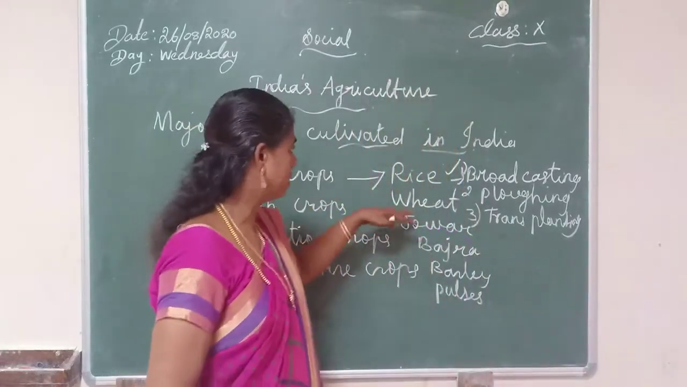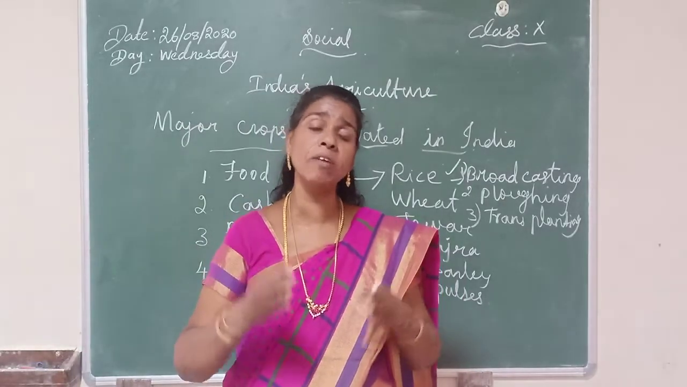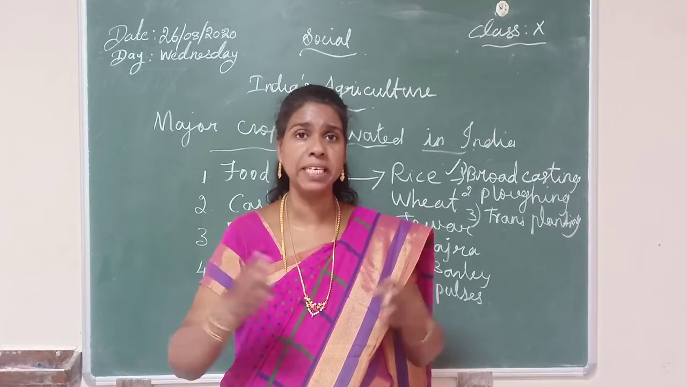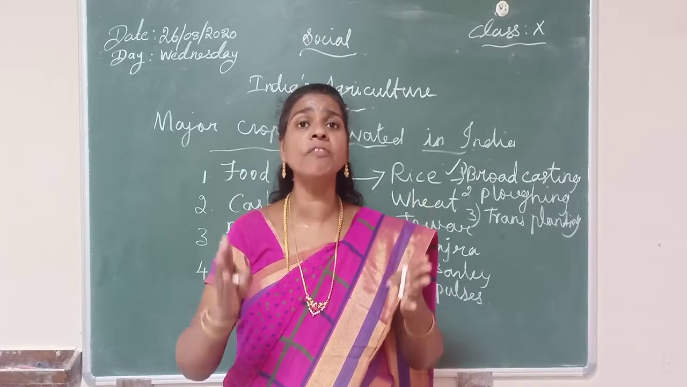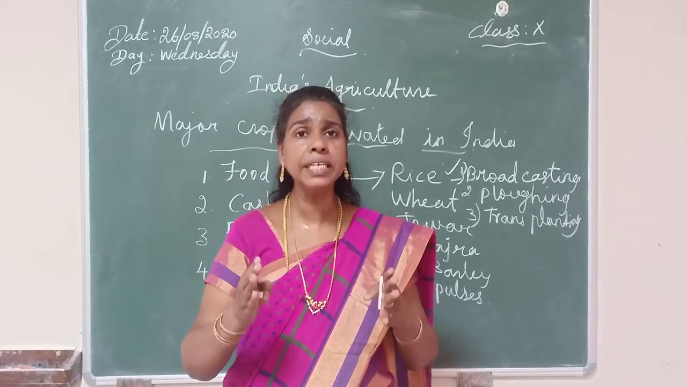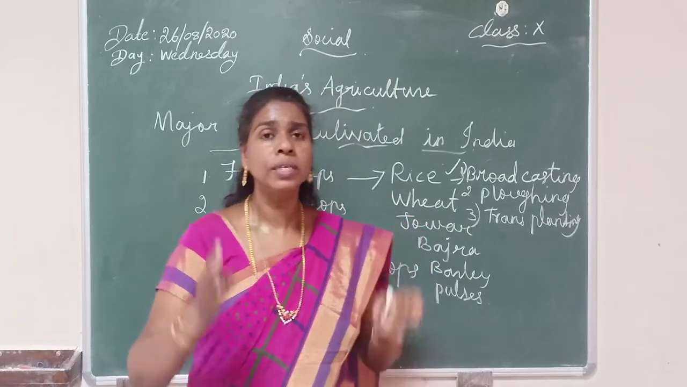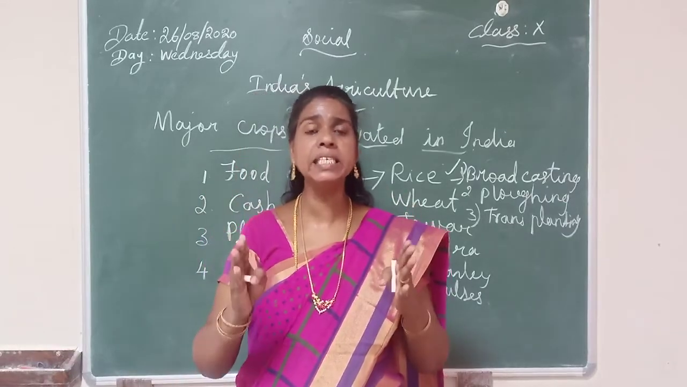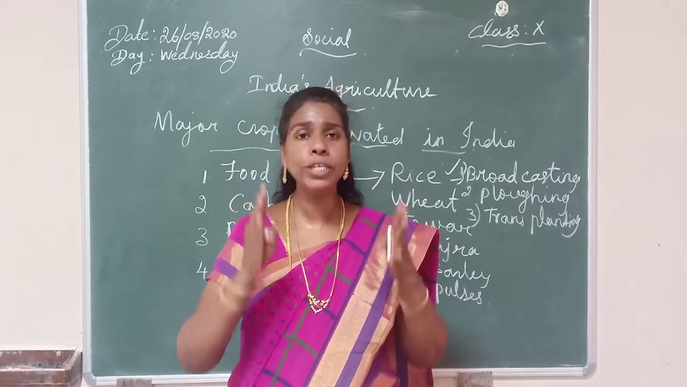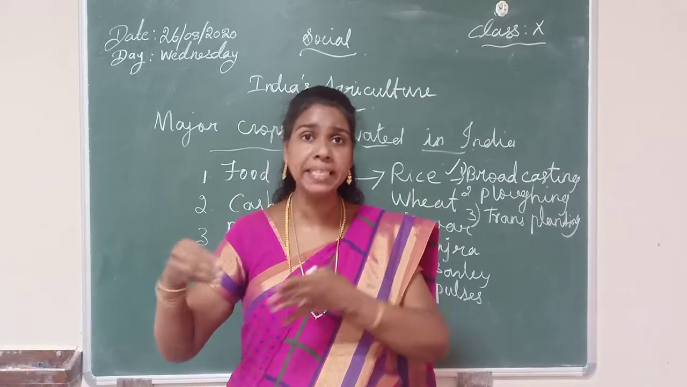The second one is wheat. Wheat is the second most important food crop of India. 22% of the total area is cultivated with wheat, and 34% of the total production of wheat in our country. Also, 10 to 15 degrees Celsius temperature is needed for the period of sowing seeds, and 20 to 25 degrees Celsius temperature is needed for ripening the crops.